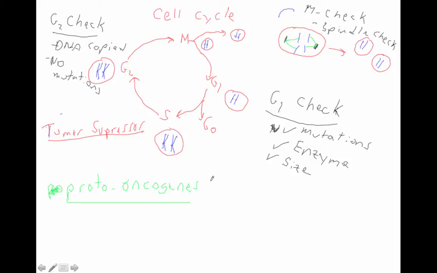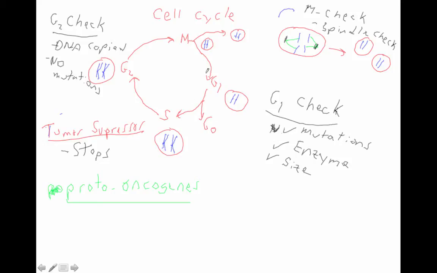Now, what do these genes do? Well, they're cell cycle genes. They're involved in regulating the cell cycle. And the tumor suppressor genes, I like to think of these as the brakes of the cell cycle. So I'm just going to write stops. Okay, they're the stop sign of the cell cycle. They're the brakes.